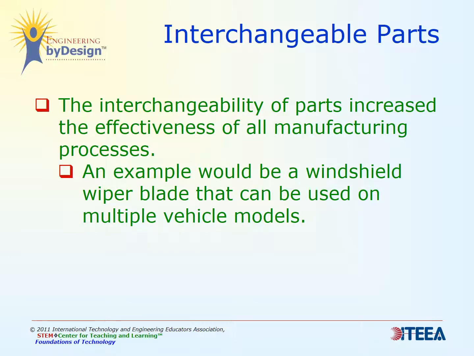The interchangeability of parts increases the effectiveness of all manufacturing processes. An example is a windshield wiper blade that can be used on multiple vehicle models. So parts that can be interchanged. Another example, brake shoes, brake pads. Another example, shocks and struts.